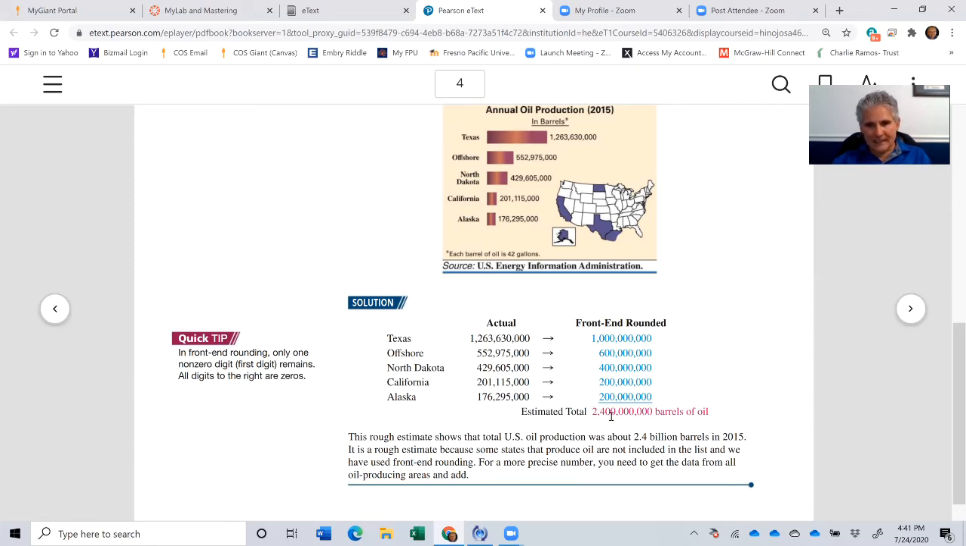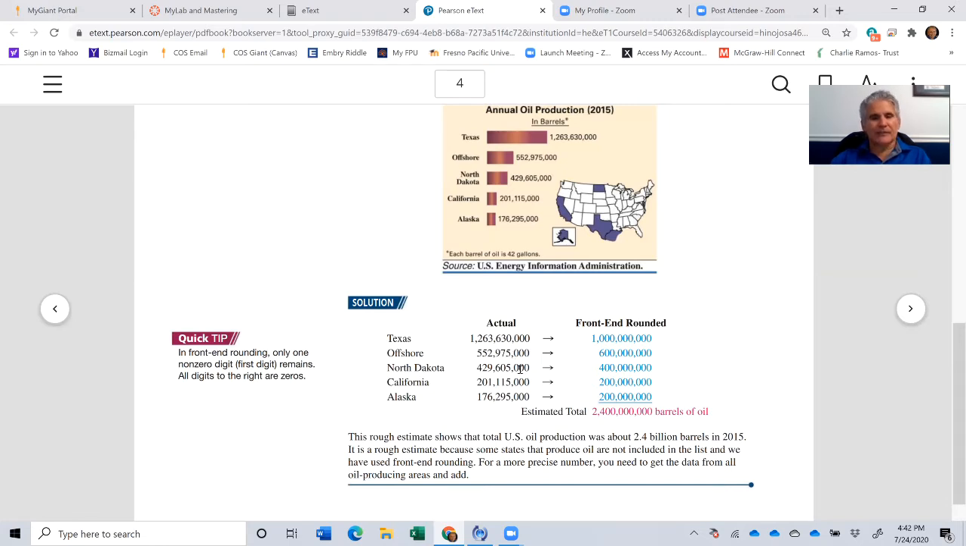We'll add these numbers up. So now we have 6 plus 4 is 10, plus 2, 12, 14. So we have the 4. We'll carry the 1, 2. That carries a 2. So what we have is 2,400,000,000 barrels of oil.